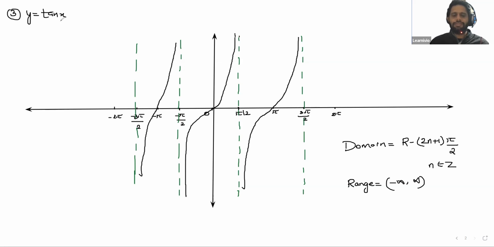Domain is the value of x for which this function will give you the real values. So in place of x, what values can you put? If you check the x-axis, at pi by 2, 3 pi by 2, your tan is not defined. So we can put any angle except an odd multiple of pi by 2. So what can we say? R minus (2n plus 1) pi by 2, because 2n plus 1 will always give you an odd number, where n belongs to any integer. Okay, Push? Okay, sir. Let's note this.